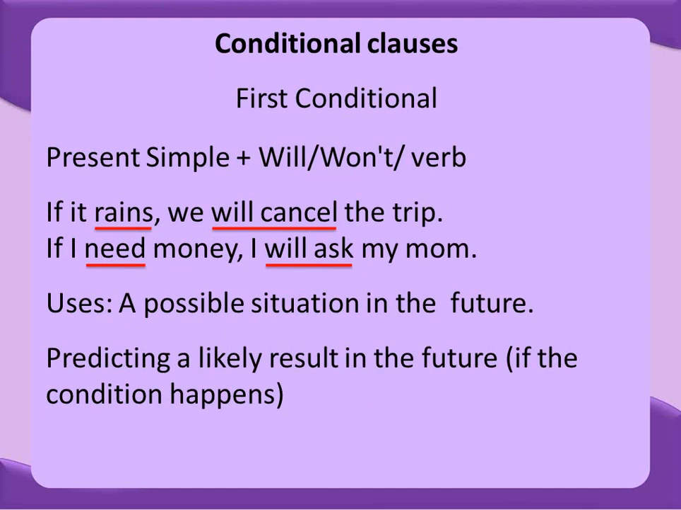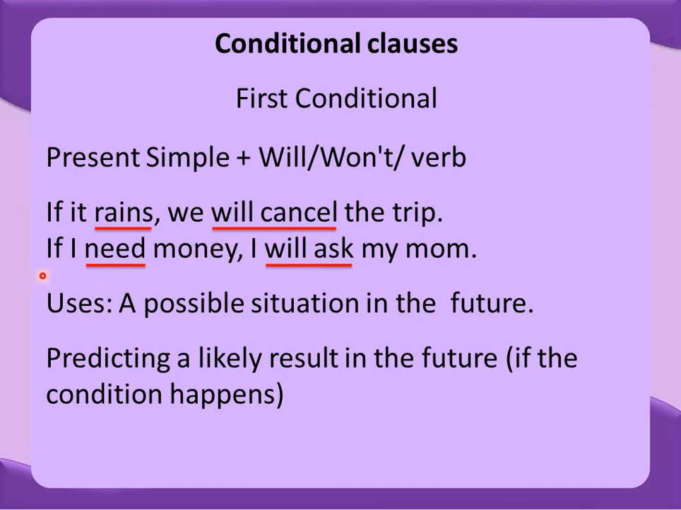Now let us see the first conditional clause. In first conditional clauses, in the condition the verb is in simple present, whereas in the result we use will or won't plus verb, that is V1 form of the verb in the result clause. For example, if it rains, we will cancel the trip. Rains is in simple present, so will plus cancel is V1 form of the verb.